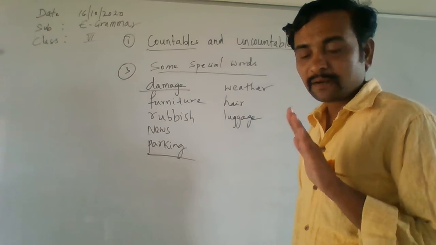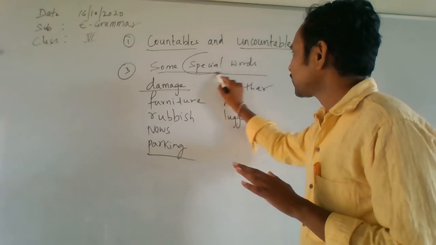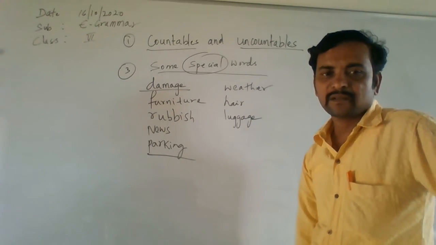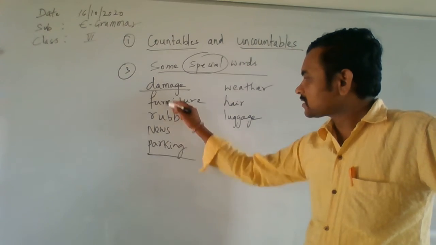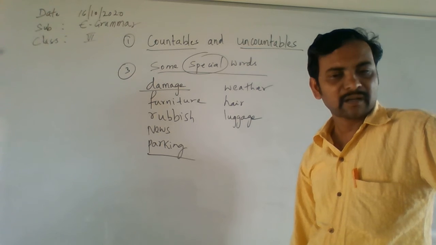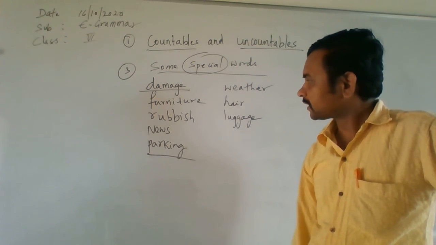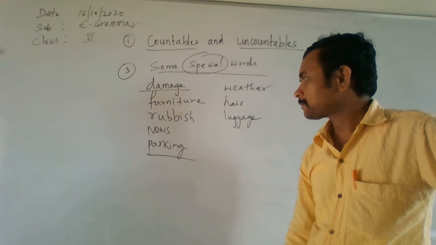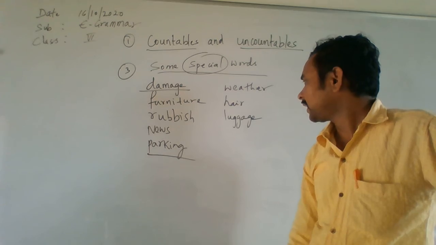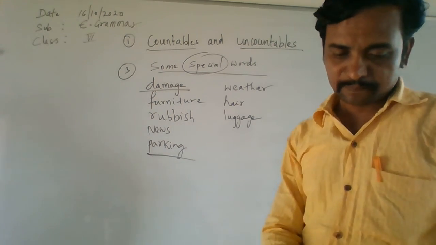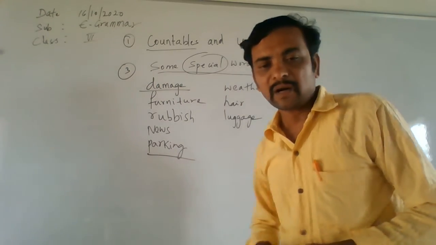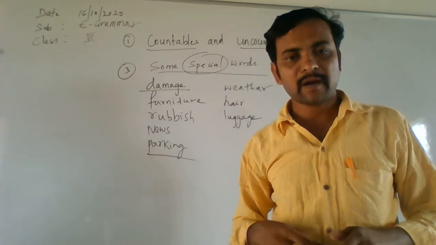Keep this point in your mind. All these are what type of word? Special words in uncountable nouns. These are special nouns. Is it understood? Damage. Furniture. Rubbish. News. Parking. Weather. Hair. Luggage. So all these are what type of noun? All these are uncountable nouns. Okay.